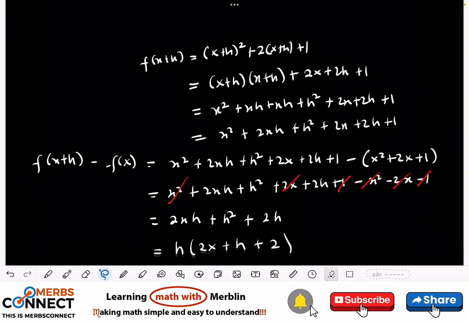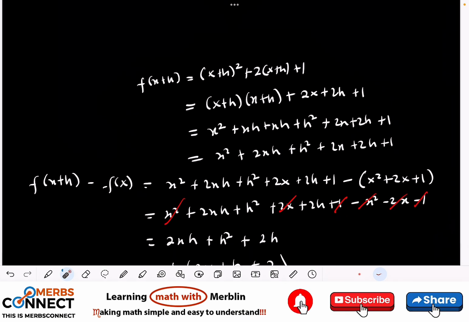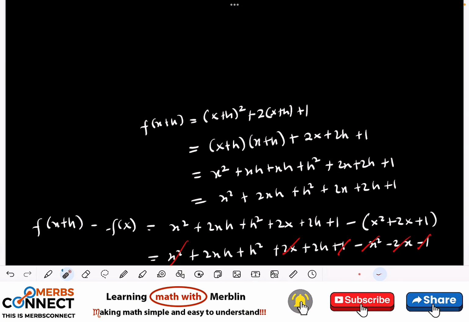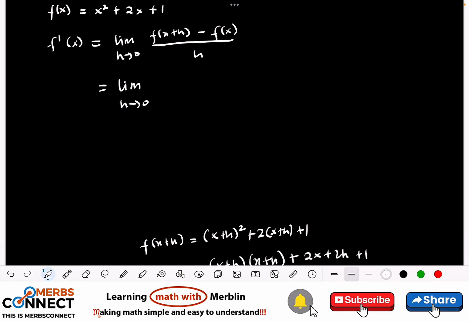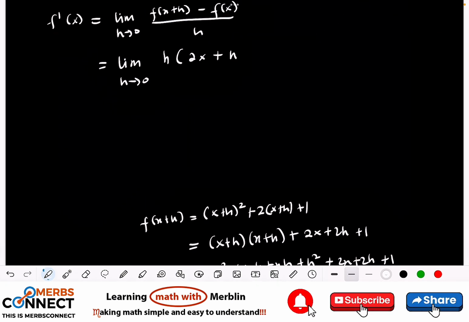Good. Then now we'll come and work on this. So now this will be equal to limit h is approaching 0. Now what is f of x plus h minus f of x? That's what we had here. This is equal to this. So I'm going to write this on top there. So we are going to have h times (2x plus h plus 2), divided by h, right?